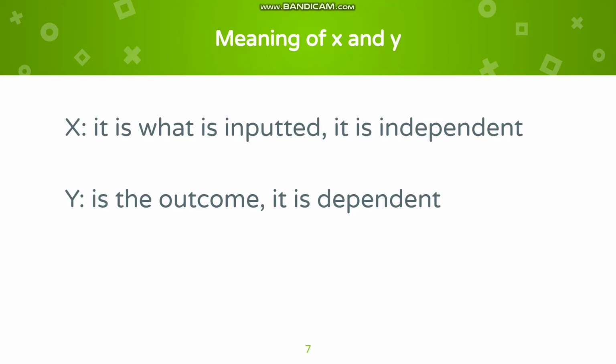So what's the meaning of x and y after this example? Well, x is what's inputted. It's independent. y is the outcome. It is dependent. So the amount of money you make, y, is dependent on x, how many minutes you work.